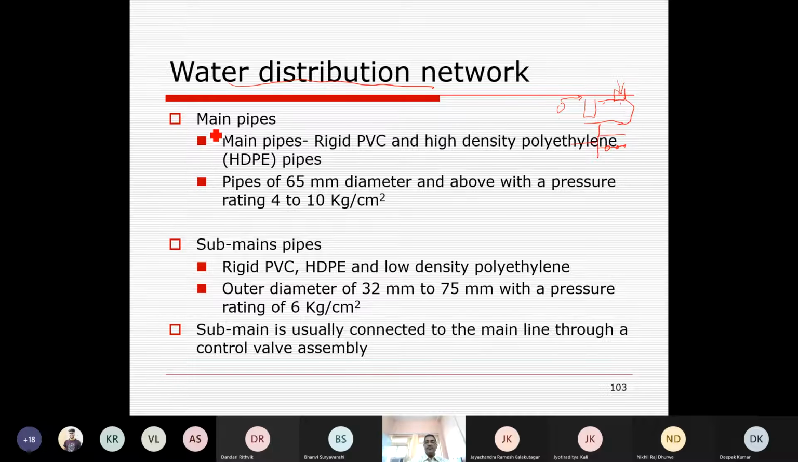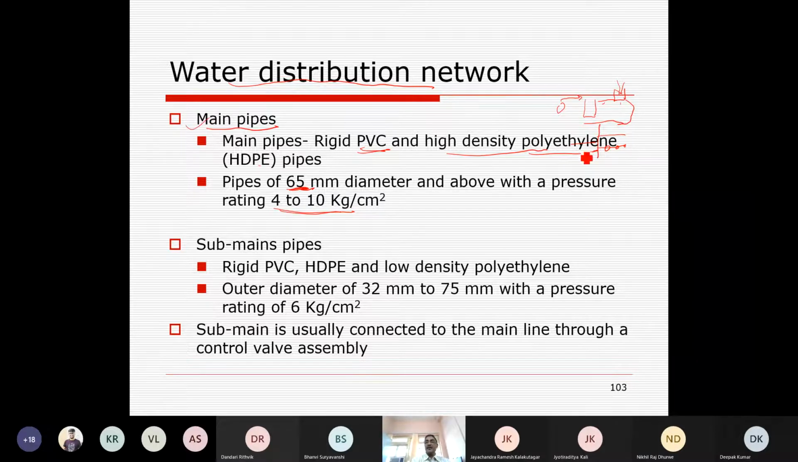So first it is the main pipes or main line. Main pipes are generally made of PVC or maybe polyethylene, called HDPE pipes, high density polyethylene pipes. These are generally 65 millimeter in diameter or even more, and operate under a pressure of 4 to 10 kg per centimeter square. That is the pressure required to supply water to each and every point there.